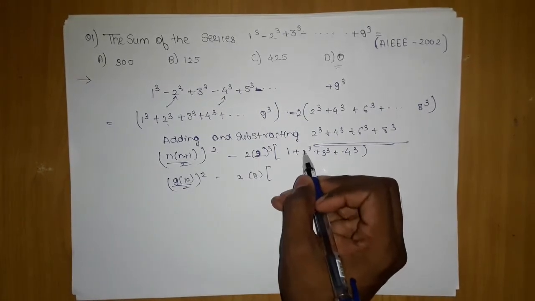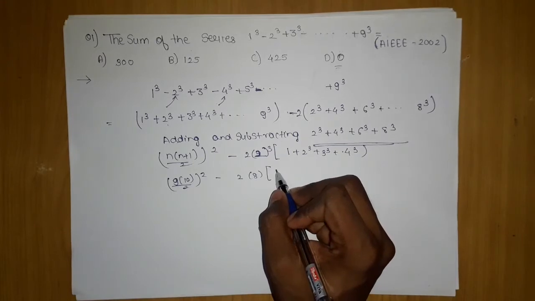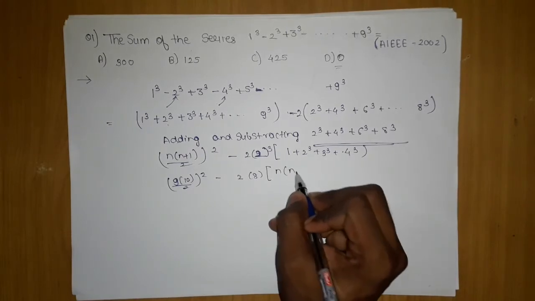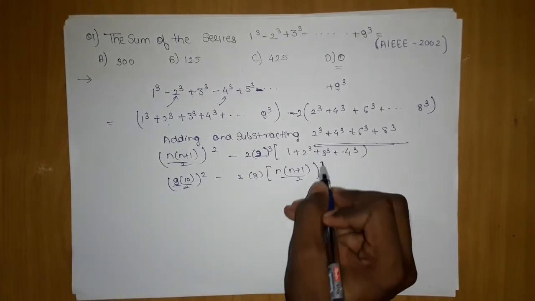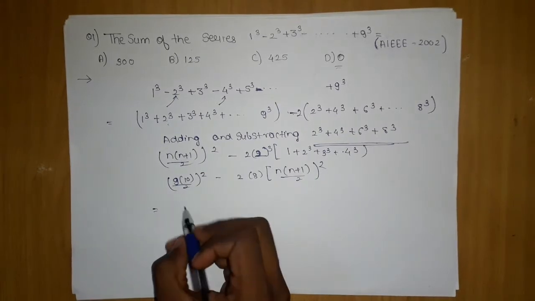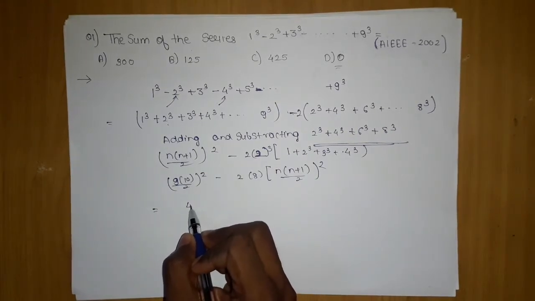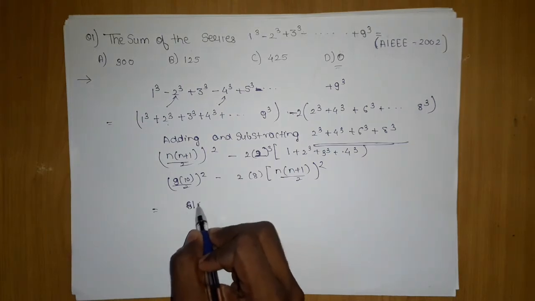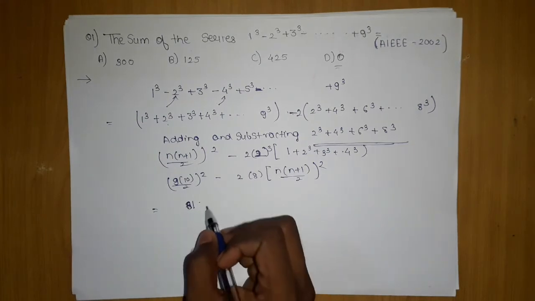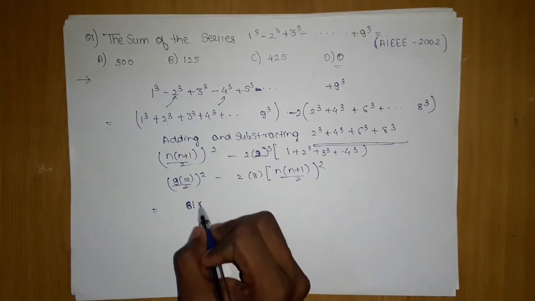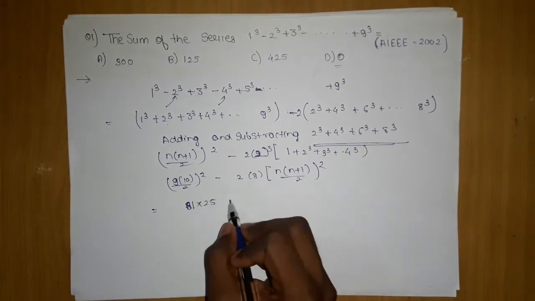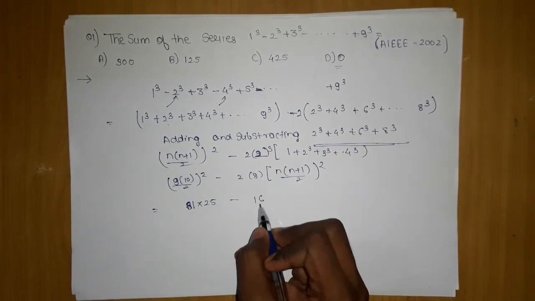This is again n cube, so we will apply the formula, which will be n into n plus 1 by 2 the whole square. Here it will become 45. Okay, right, 81 into 25. This will be divided, and further on here it will become 16.